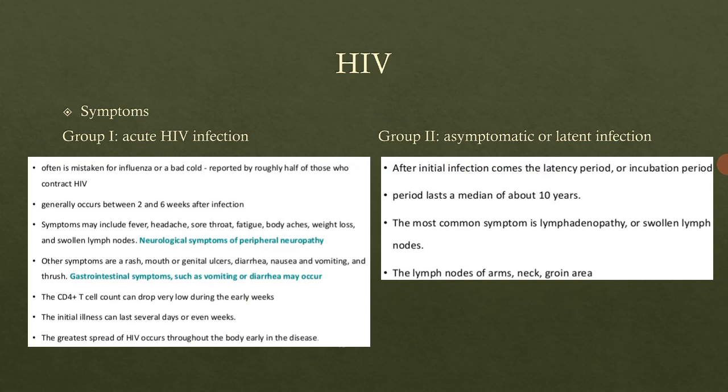In both the disease conditions, the symptoms are similar. So that is why it is often mistaken for influenza or a bad cold. Now the symptoms generally occur between the 2nd and 6th weeks after the infection. As we saw in previous slides, the HIV virus can remain latent for a very long period in a person's body, or the host. So the symptoms will occur generally between the 2nd and the 6th week of the infection.